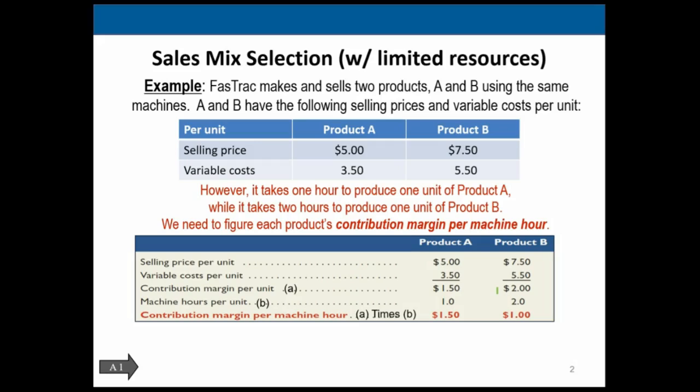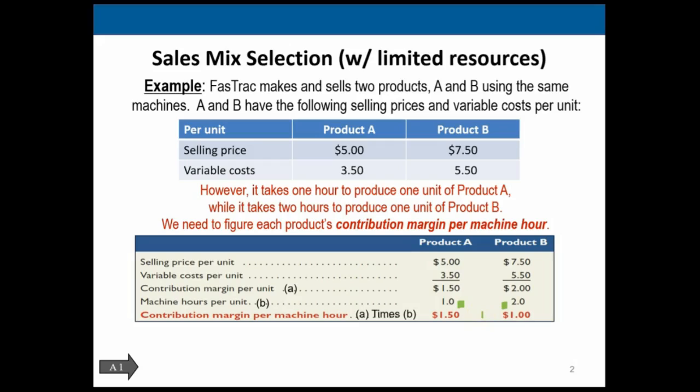But we can see that there's a bottleneck in this case. If we do have a bottleneck, and in this case that bottleneck being machine hours, and that is restricting us, then we may want to consider that contribution margin per machine hour. So in order to do that type of calculation, we try to think, okay, how many machine hours does it take to make 1 unit of A versus 1 unit of B? In this example, it takes an hour to make a unit of A, it takes 2 hours to make a unit of B.